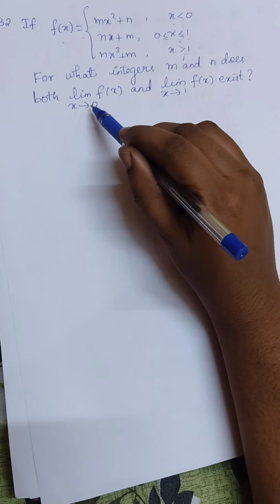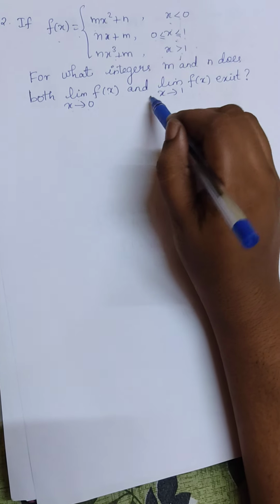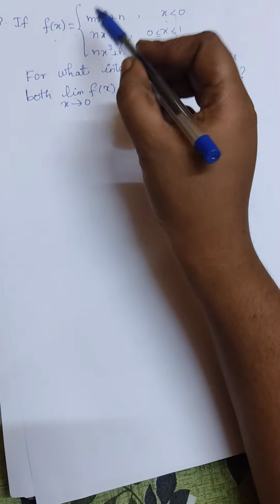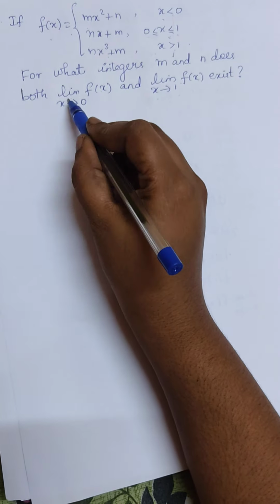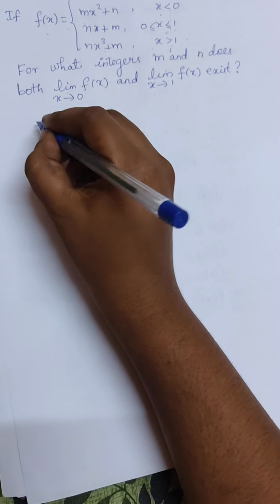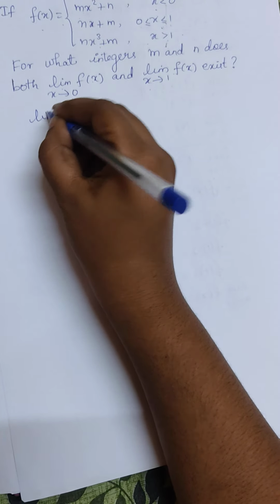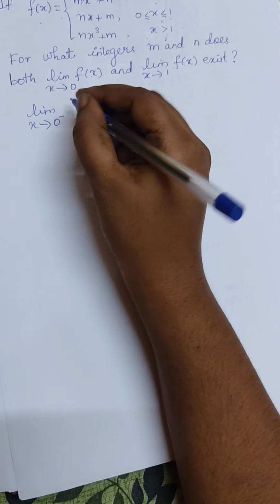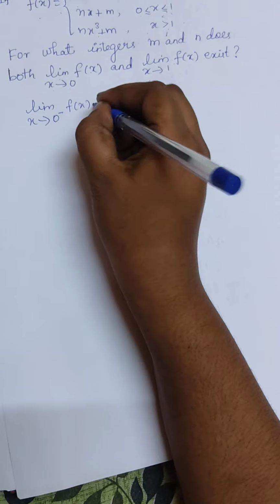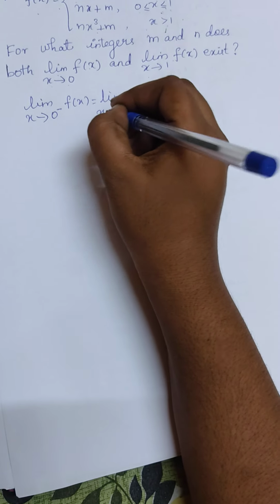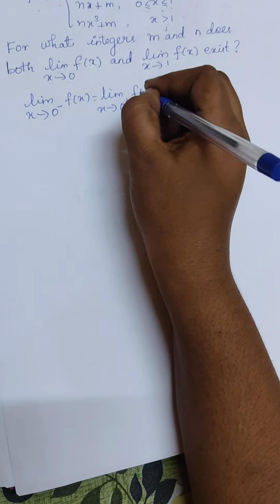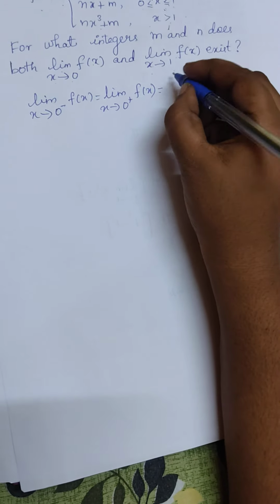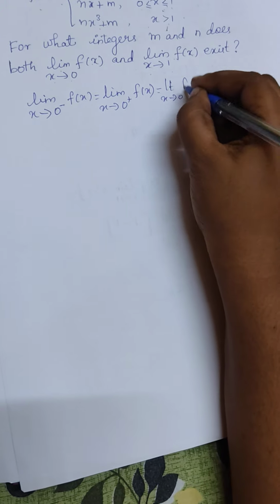f of x as x tends to 0 exists, and as well the limit of f of x as x tends to 1 exists. Now we will calculate the limit of f of x as x tends to 0. According to the definition of limit existence, the limit as x tends to 0 from the left hand neighborhood equals the limit as x tends to 0 from the right hand neighborhood only when the limit exists. So limit x tends to 0 of f of x.